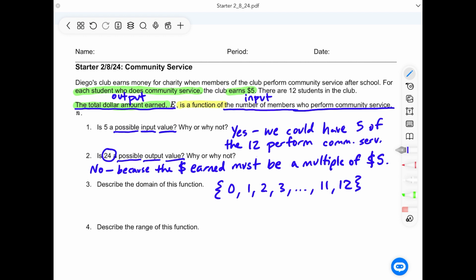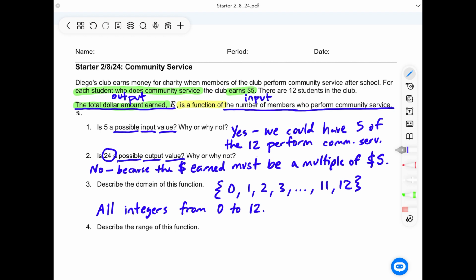Or I could write it in a sentence and say something like all whole numbers, or a good way to describe this is also all integers from the smallest number to the largest number possible. So this would be the domain of the function. All integers from 0 to 12.